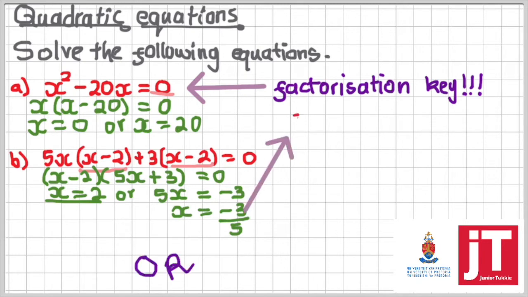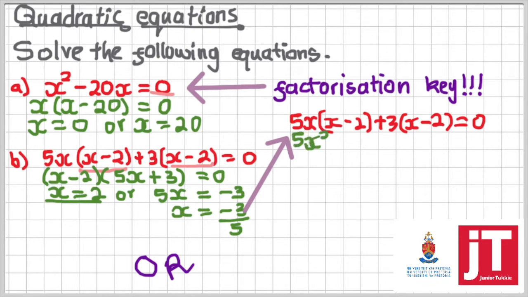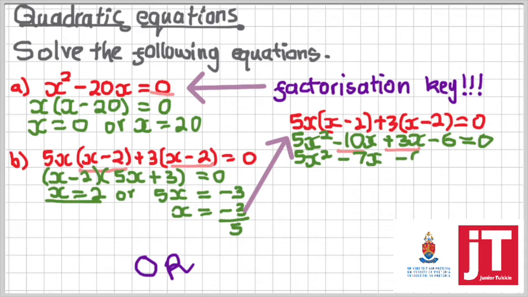Alternatively, as a second way of doing it, one could have first expanded or removed those brackets to come up with a quadratic equation. So if we distribute that, we're going to get 5x² - 10x + 3x - 6 = 0. Our two middle terms can be simplified further, so we're going to rewrite it as 5x² - 7x - 6 = 0.